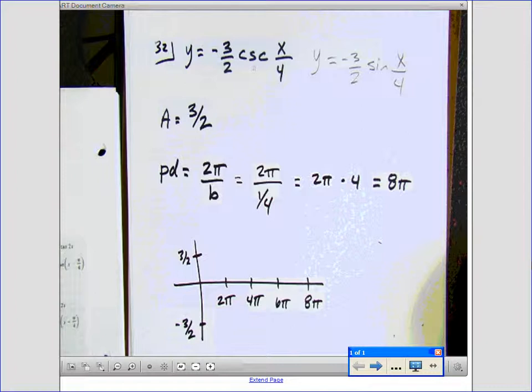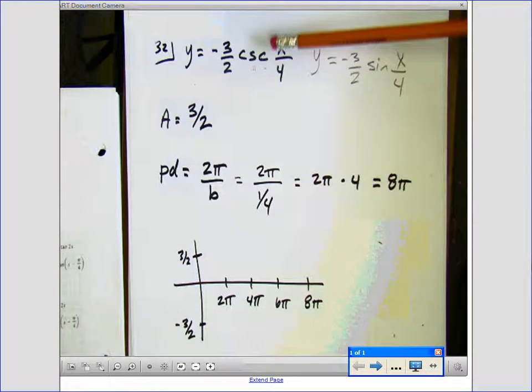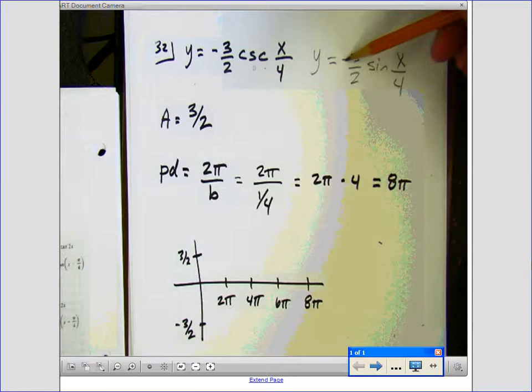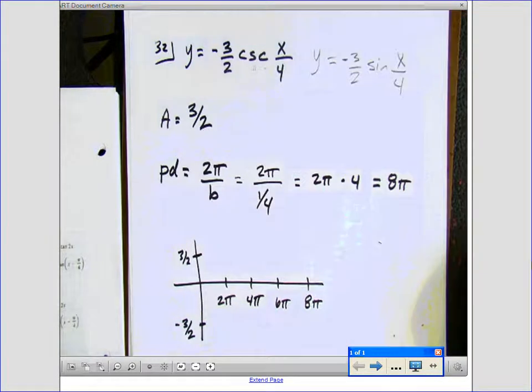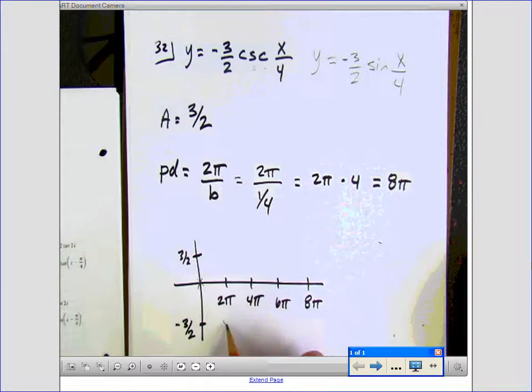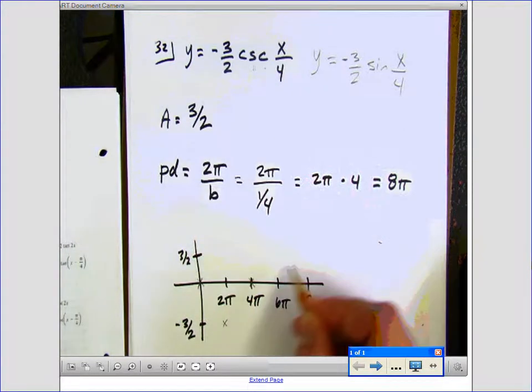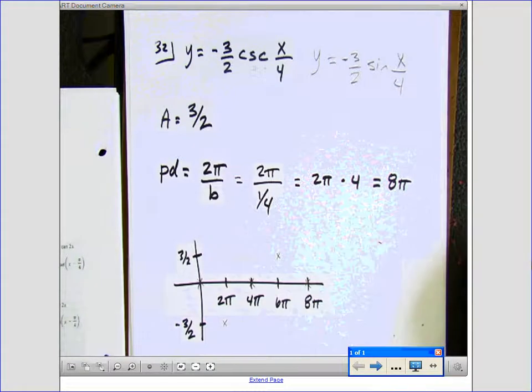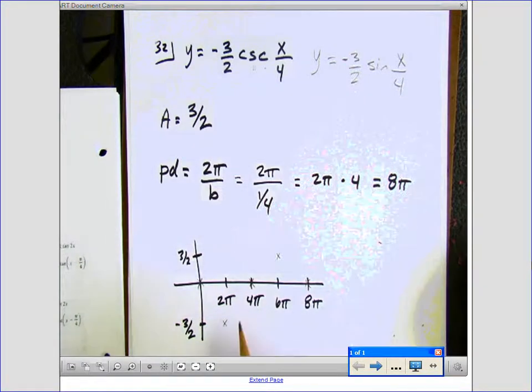So what we're going to do to get this cosecant graph right there is we're going to graph the sine graph first. Now, help me sketch in the sine graph. Now notice it's negative. All right. So where's it going to start? Origin, and go down because it's negative. All right. So let me sketch it in.